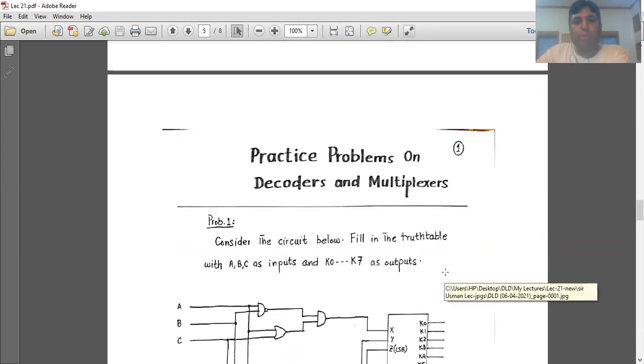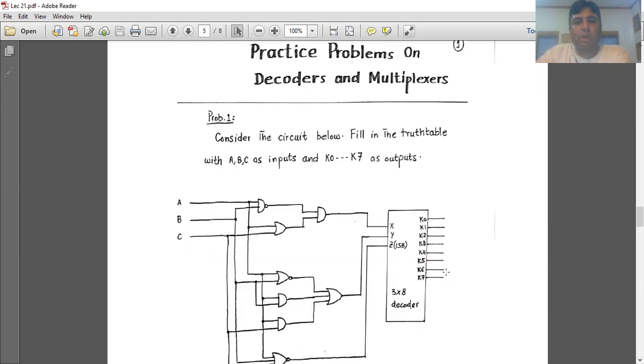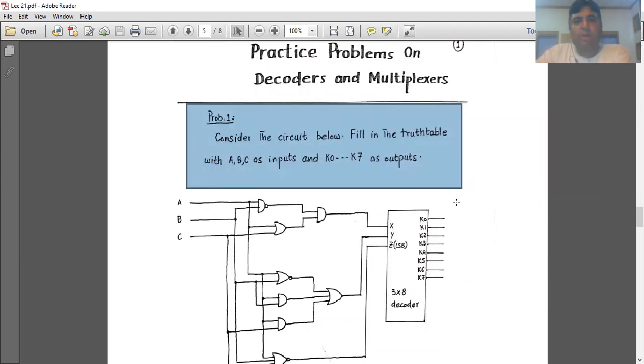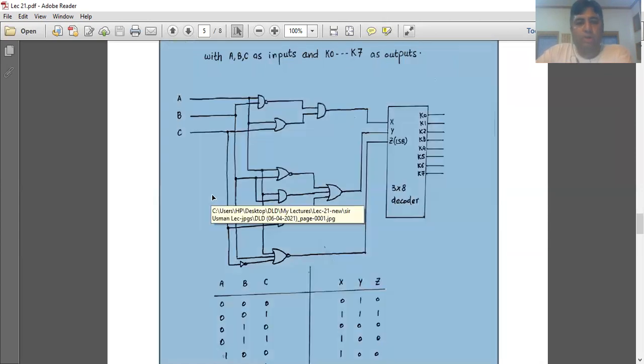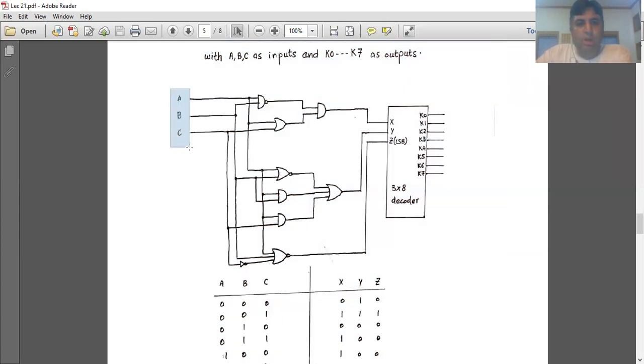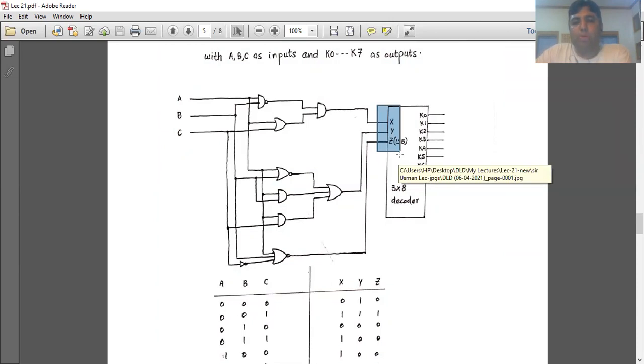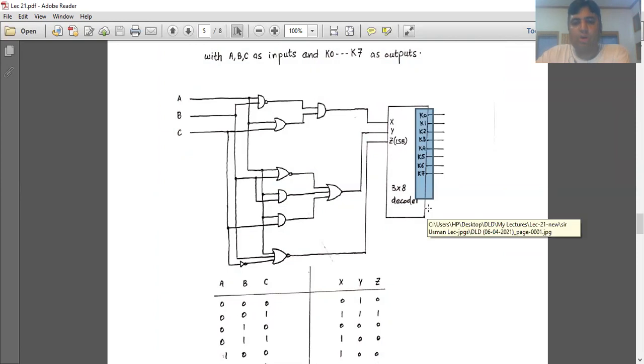Now the practice problems on decoders and multiplexers. This problem is saying: consider the circuit below, fill in the truth table with ABC as inputs and K0 to K7 as outputs. So first of all, in this circuit, ABC are 3 inputs and this is a 3x8 decoder which has XYZ as inputs and K0 to K7 as outputs of the decoder.